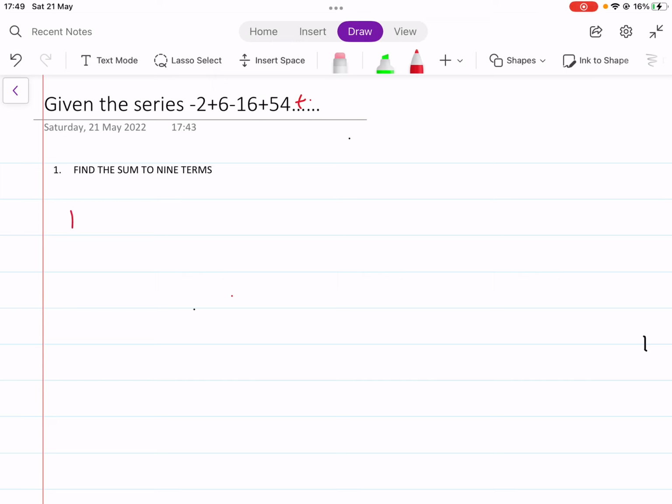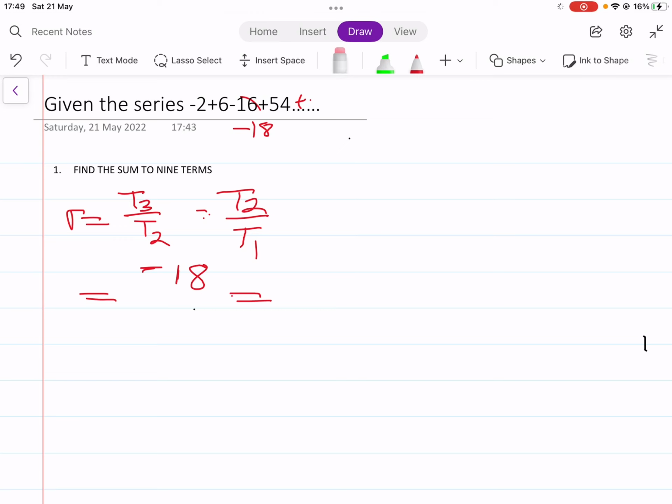So first of all, we are going to find the ratio. The ratio is T3 over T2, which equals T2 over T1. So this is equal to -18 over 6, which is equal to 6 over -2. I think I made an error here. This is -18. As you can see, this is equal to -3, and in this case the absolute value of r is greater than 1.